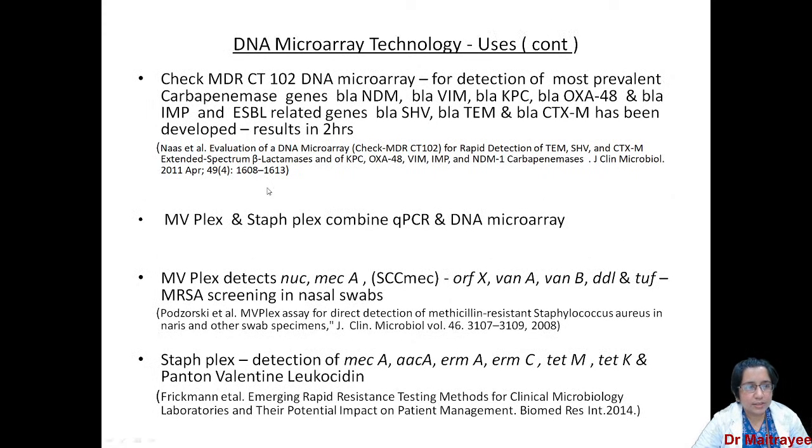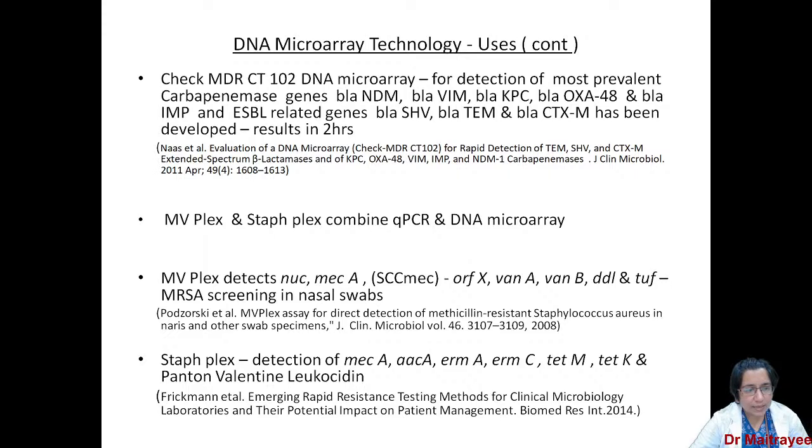In addition to this, there is another DNA microarray technology which has been developed, which is Check-MDR CT102 DNA microarray. And this is again for detection of the most prevalent carbapenemase genes, that is blaNDM, VIM, KPC, OXA-48, AIIMS, and ESBL related genes, that is SHV, TEM, CTX-M, and this gives results in 2 hours. This is as per a study which was conducted by Nass et al.